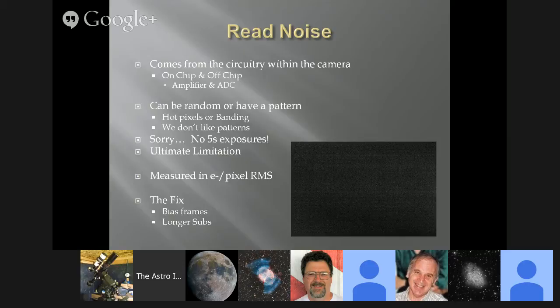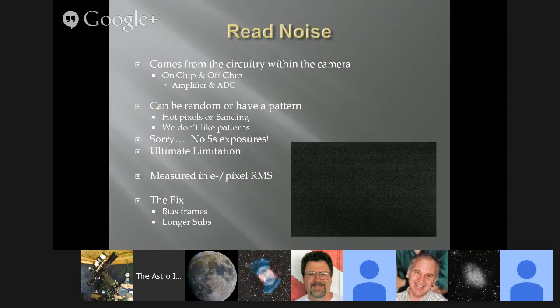But read noise ultimately limits myself at 40 minutes and this guy on the forum at 5 seconds. And read noise is the ultimate limitation. If it wasn't for read noise, if you could take enough 5-second exposures, it would equal the same 40-minute exposures at the same time. But read noise is that limitation. And that's why I really hate read noise.